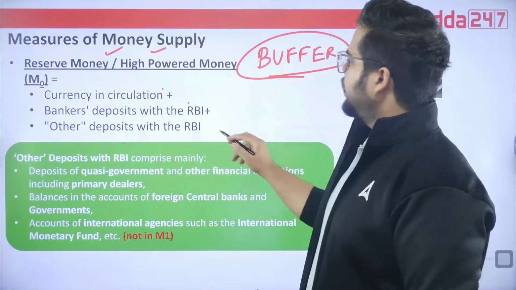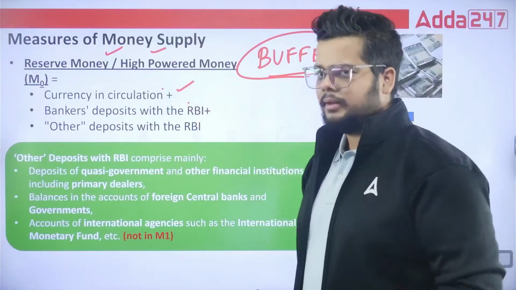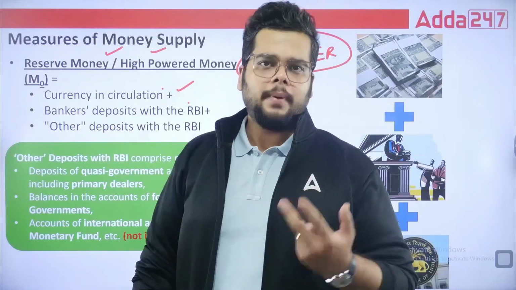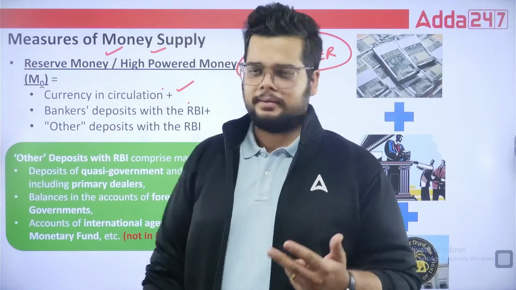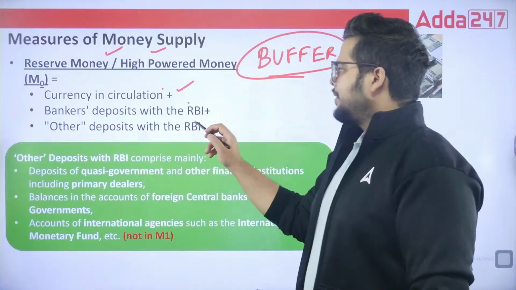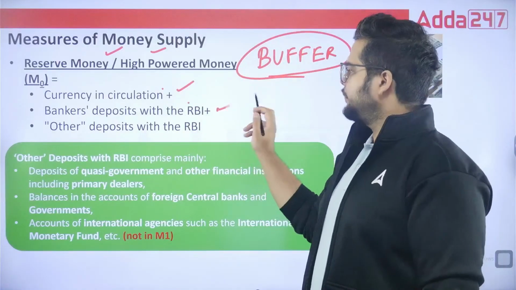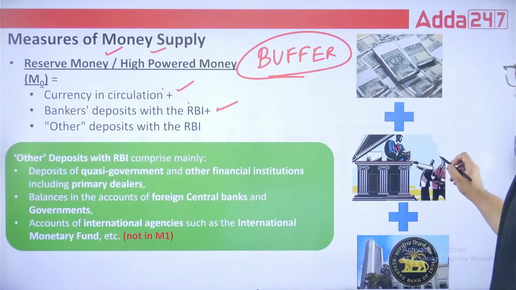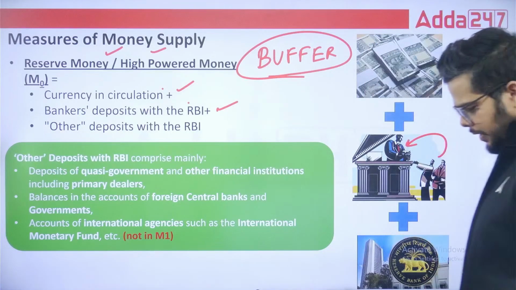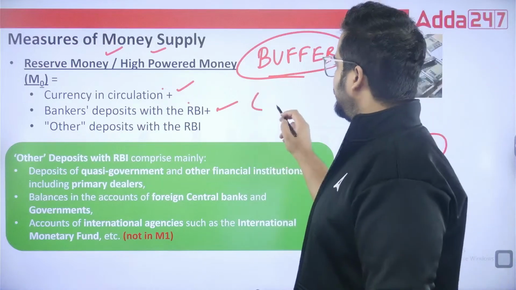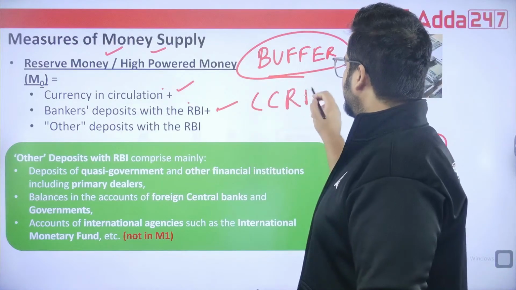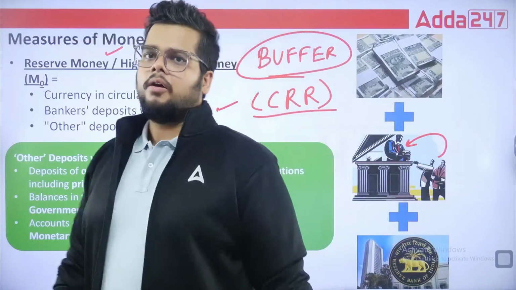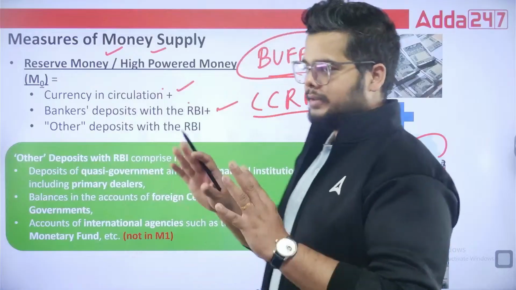So M0 includes the currency in circulation. It is the entire currency which is in circulation, including the currency with the public as well as in the banks. Then there are the bankers' deposits with the RBI, the reserves, fine, SLR, CRR, whatever is being held by the RBI. So quick question for you here: whether CRR is being held by the RBI or not. Do let me know in the comment section, or is it just SLR, or vice versa.